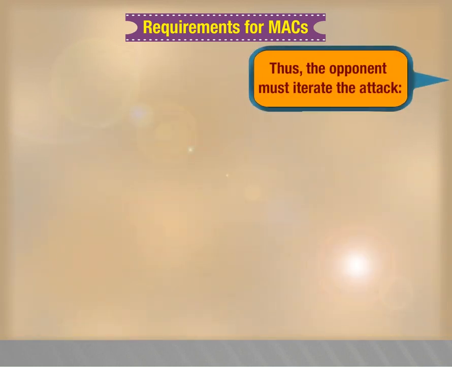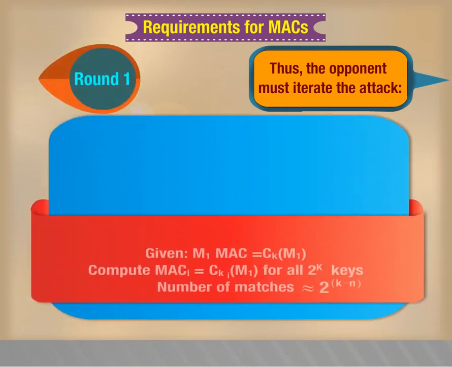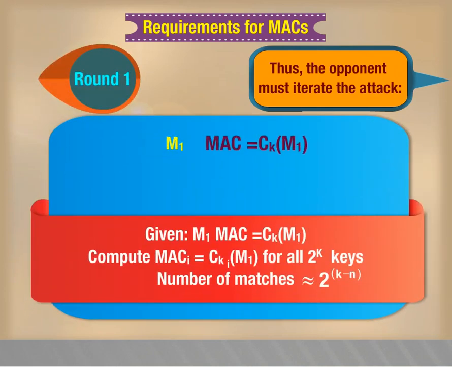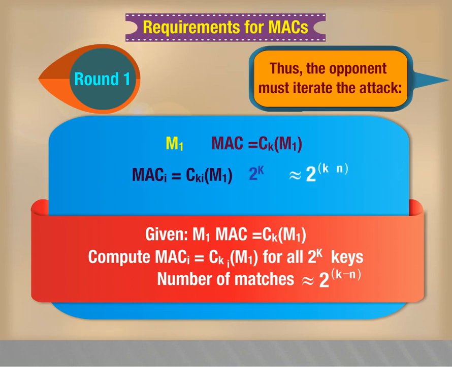Thus, the opponent must iterate the attack. Round 1. Given M1, MAC is equal to Ck of M1. Compute MAC i is equal to Ck i of M1 for all 2 power k keys. Number of matches, which is equivalent to 2 power k minus n.